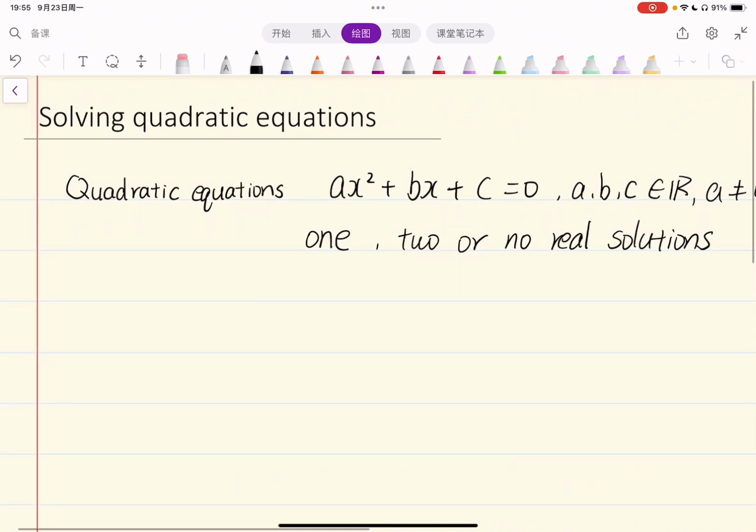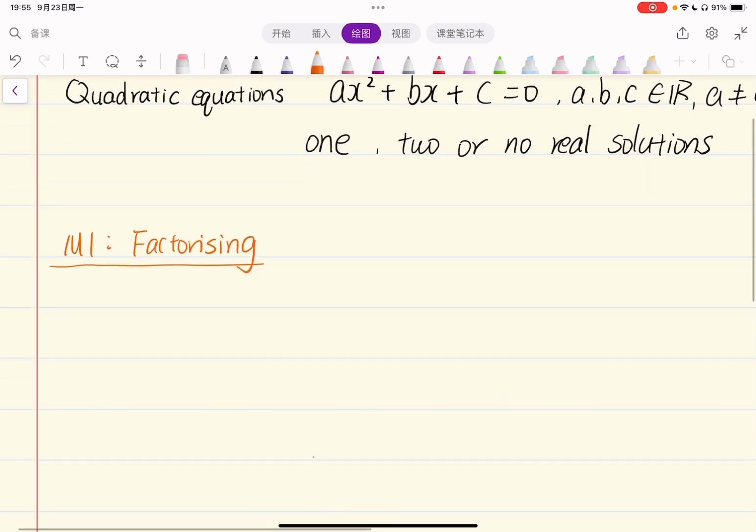So how do we solve quadratic equations? The first method I introduce here is factorizing. Method 1, factorizing. So how do we do that?